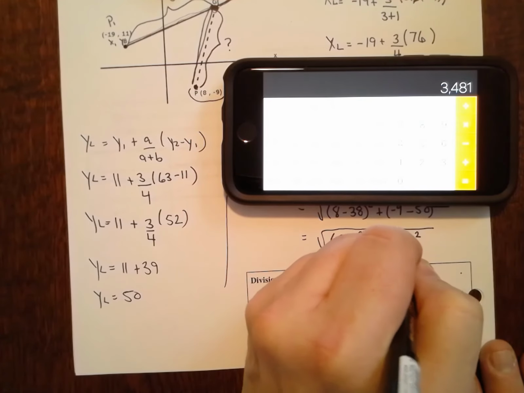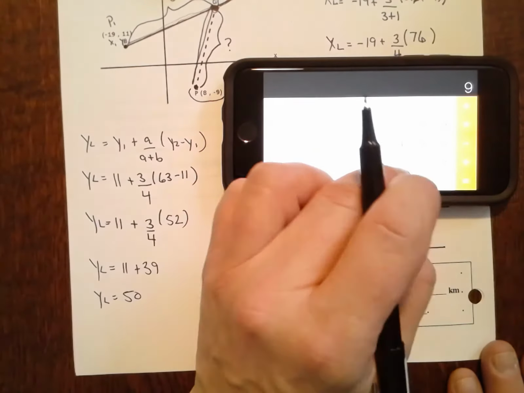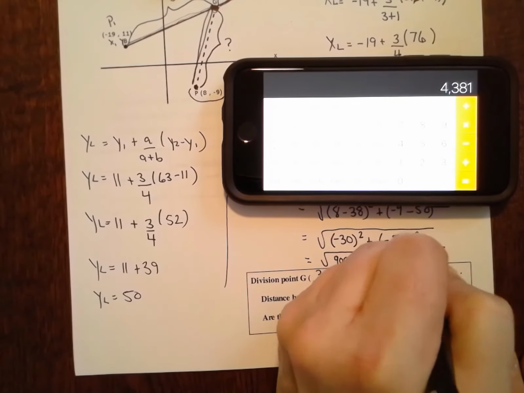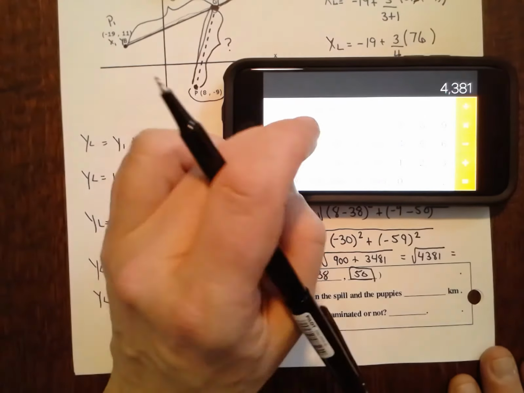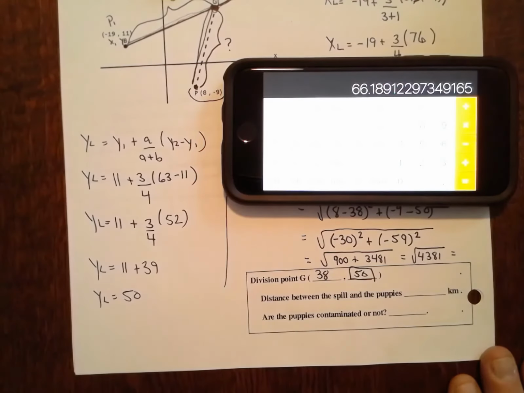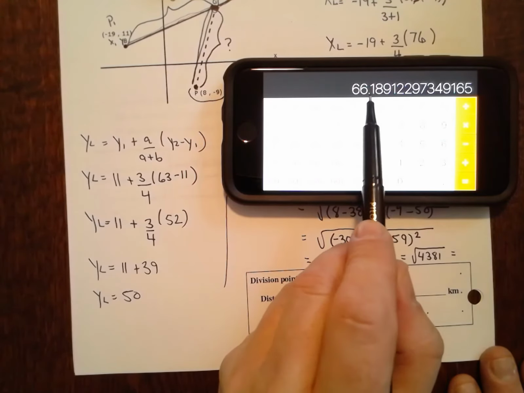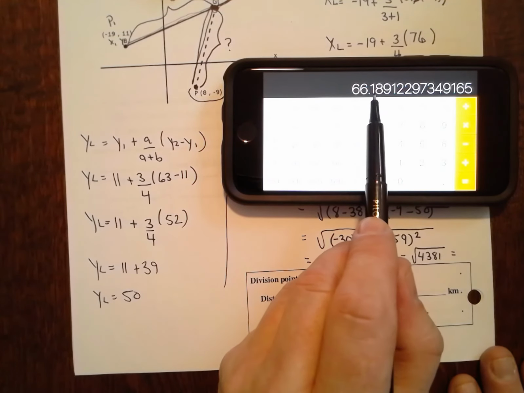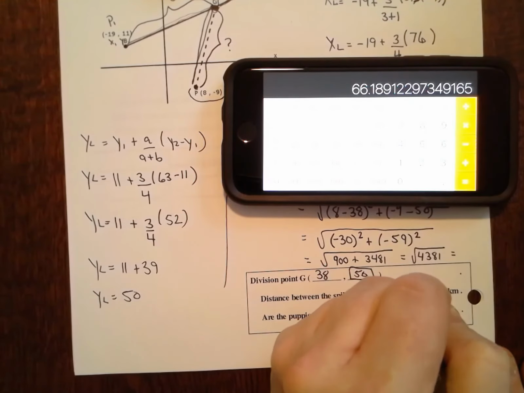So when we add those two numbers together, the 900 and the 3,481, so plus 900 is 4,381, which when we take the square root, last step, you get 66.18. We want it rounded to one decimal, so 66.1. We look backwards, that's an 8, which means we're going to round the 1 up. So 66.2 is the distance.